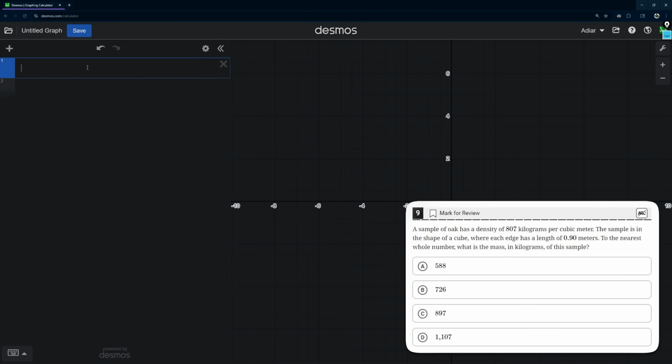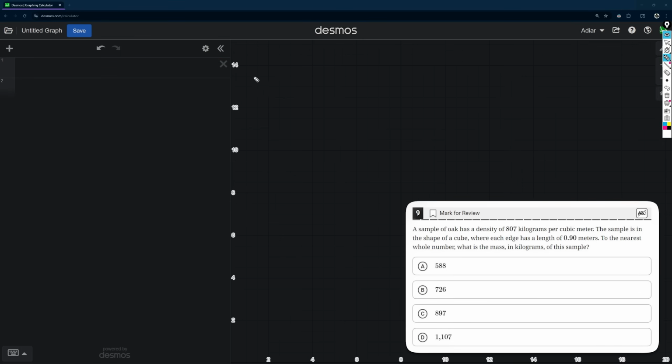So we know density is mass over volume. That's something we should remember. And we're actually told what this mass and volume is, well, at least what the units are. We're told the density, so we can just call it D, is 807 kilograms per cubic meter, so per meter cubed. And we can just add a 1 right here, because 807 divided by 1 is still 807.